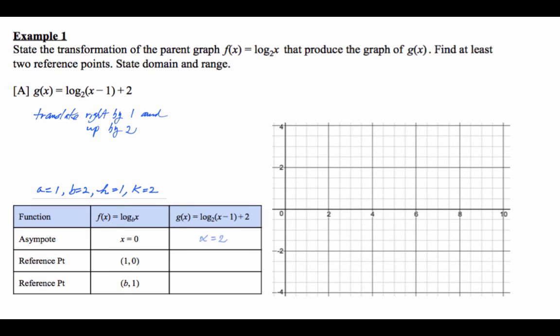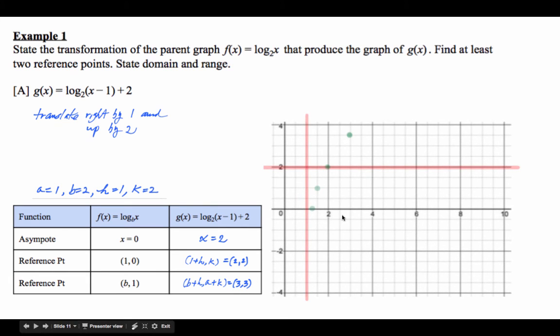And using the formulas that we had, x equal to h, which is 1, and 1 plus h is 2, and k is 2, and the other point is b plus h, which gives you 3, and a plus k, which gives you 3 as well. And I just, in red, wrote out the h and k to give you a new point of reference, and I went ahead and did 2, 2, and 3, 3.